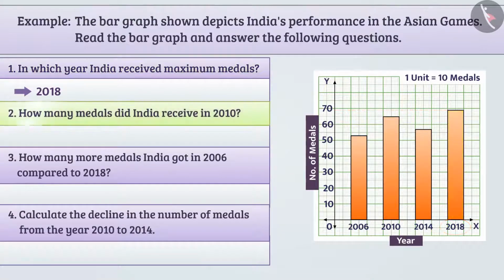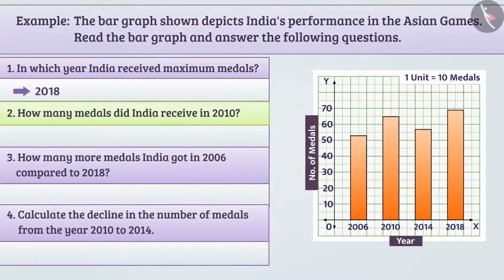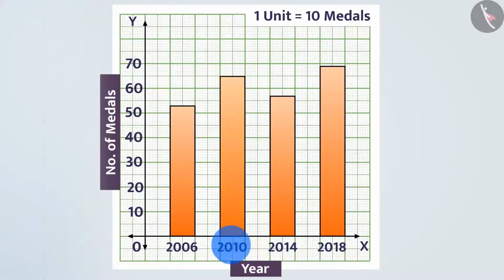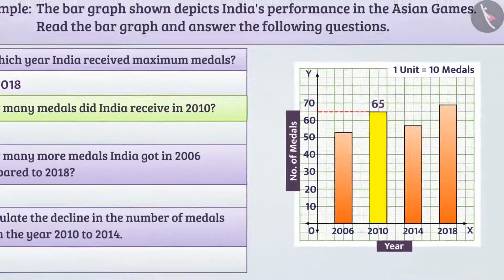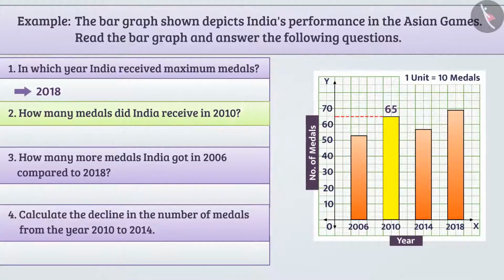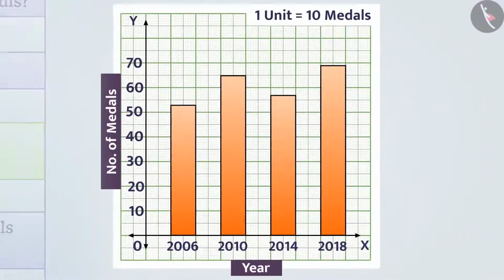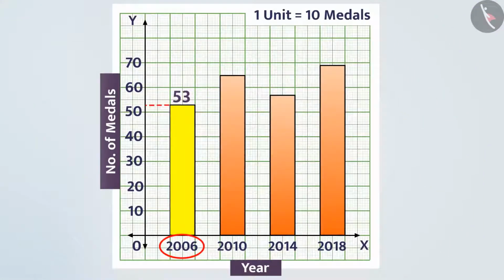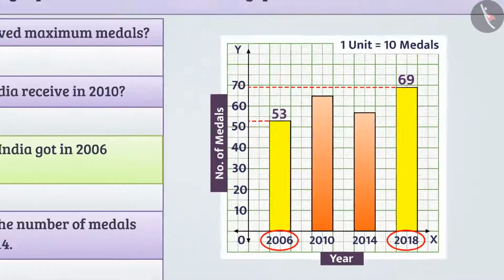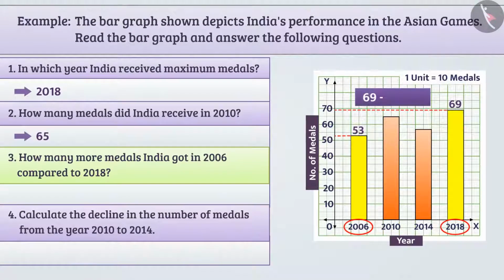How many medals did India receive in 2010? From the length of the bar drawn for the year 2010, we know that in 2010, India got total of 65 medals. How many more medals India got in 2006 as compared to 2018? In 2006, India got 53 medals and in 2018, it got 69 medals. There is a difference of 69 minus 53 is equal to 16 medals in the number of medals received in both years.